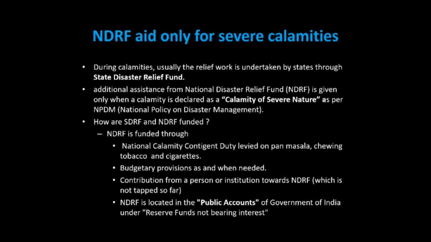For example, the Kerala crisis. And this is done as per the National Policy on Disaster Management. So please remember this. And how does this NDRF or SDRF get its funding? How would they get their money? Now, NDRF is funded through, number one, the National Calamity Contingent Duty, which is levied on pan masala, chewing tobacco and cigarettes.